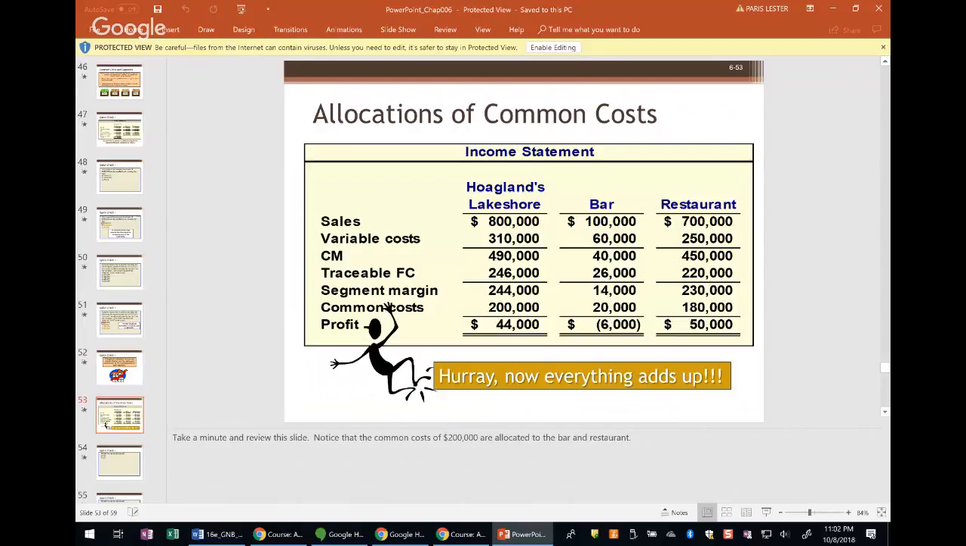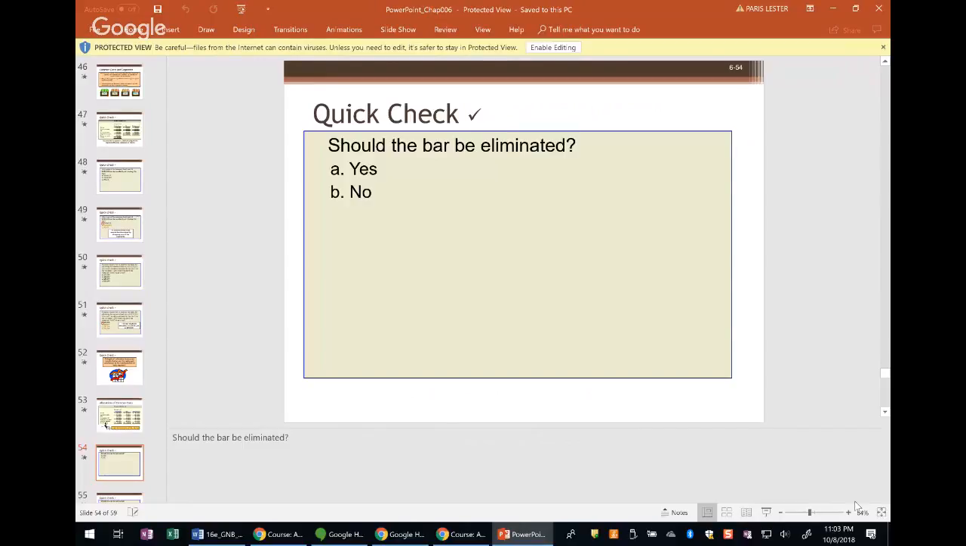Okay, now if you look at the bar here at a 6,000 loss and the restaurant at a profit, you'd all of a sudden look at that bar and want to eliminate it, wouldn't you? You see, Walmart might want to eliminate the automotive part of Walmart, or they may want to eliminate the sporting section, or the clothing section, or the food section. But here, you'll just look at that and say, we're going to eliminate the bar, wouldn't you? Save $6,000. Not so. Is the bar paying a lot of this 200,000 common cost? Now here we're saying the bar's paying 20,000 of that common cost, right? And the restaurant's paying 180. So if you eliminated the bar, you'd lose $6,000. Should the bar be eliminated? Think in your mind, yes or no.